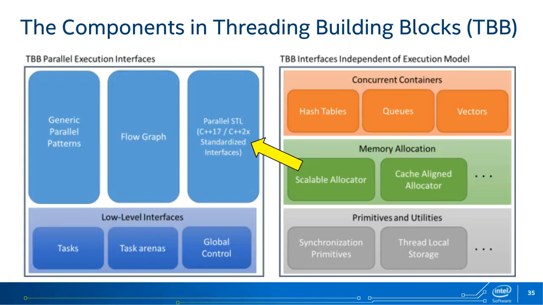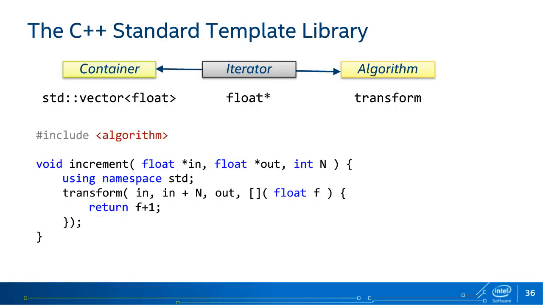The high-level execution interface that I'm going to discuss in this presentation is Parallel STL. Parallel STL refers to extensions that are in the recent C++ standards. C++17 has added execution policies to the standard C++ template library. The C++ standard template library, which is just part of the C++ standard, provides algorithms that operate on containers and iterators.